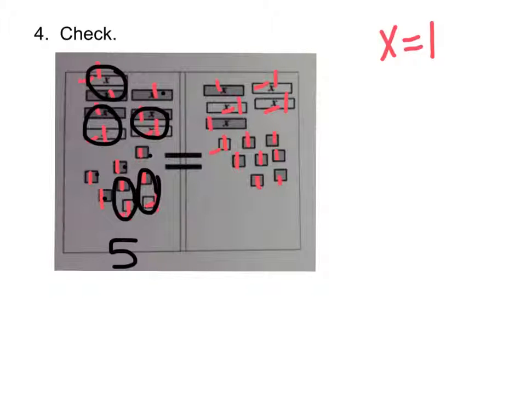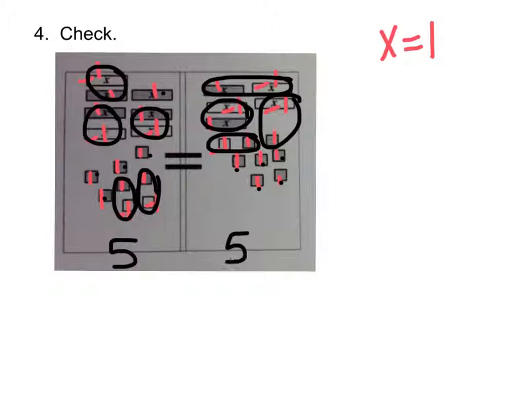I'm going to do the same thing on the second mat. Simplify. So 1 and negative 1 makes 0. 1 and negative 1 makes 0. 1 and negative 1 makes 0. Here's a negative 1 and a 1. That makes 0. And I count up. I have 5 on that mat. Since the mat on the left equals the mat on the right, we just proved that x equals 1 is our solution. That's the number that fits in for x that would make the left mat equal the right mat.